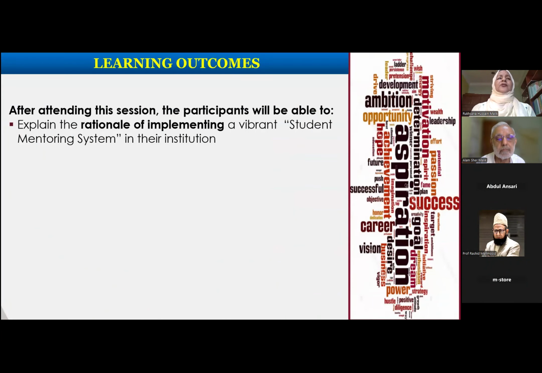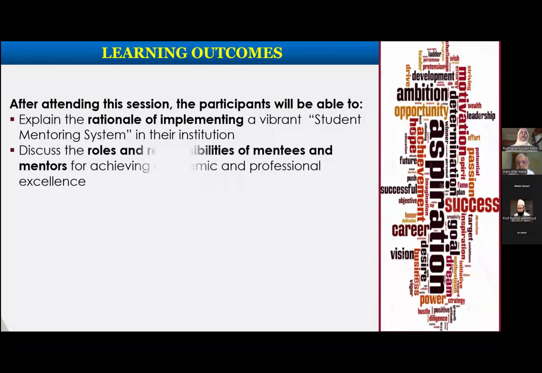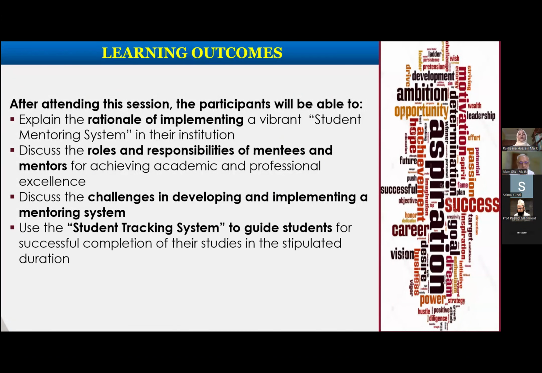The learning outcomes of this session are that after attending this session, the participants will be able to explain the rationale of implementing a student mentoring system in the institution, discuss the roles and responsibilities of the mentees and the mentors for achieving academic and professional excellence, discuss the challenges in developing and implementing a mentoring system, and use the student tracking system to guide students for successful completion of their studies in the stipulated duration.